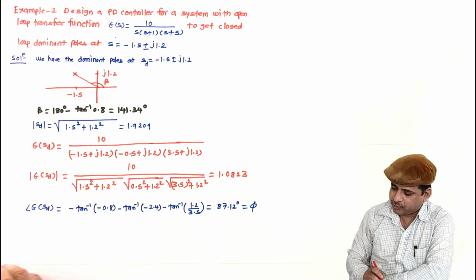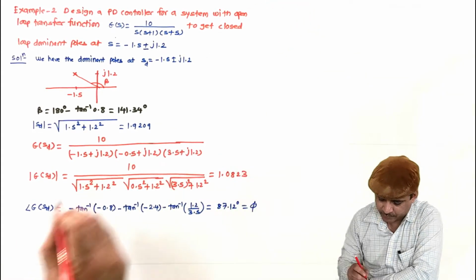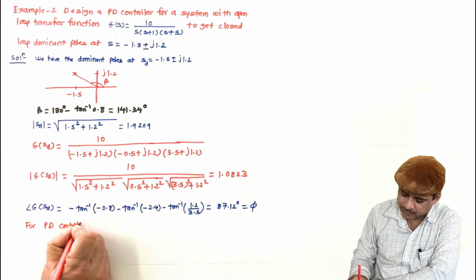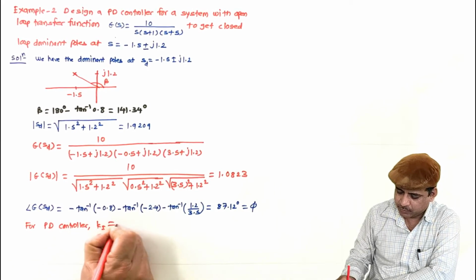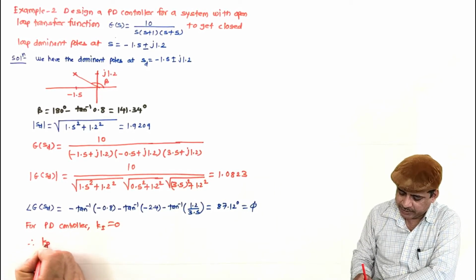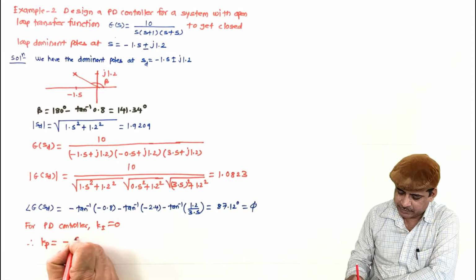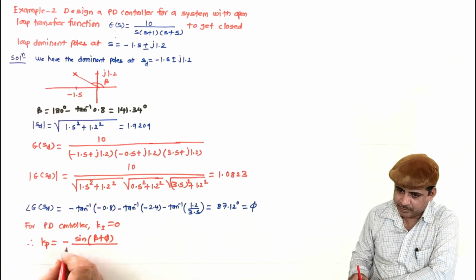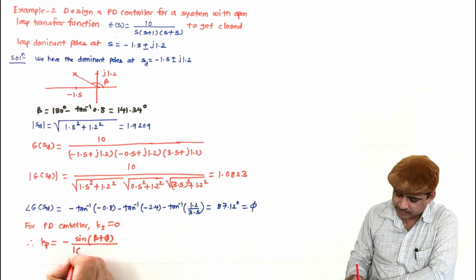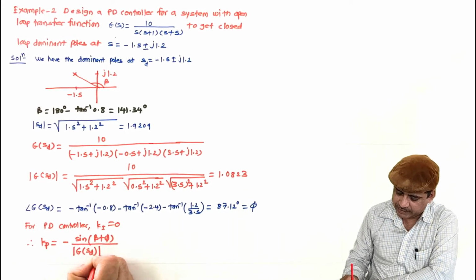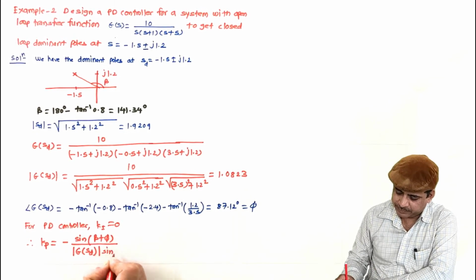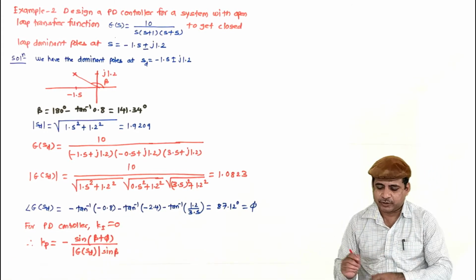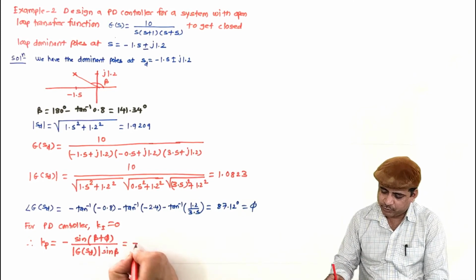So now for PD controller, Ki is equal to 0, and that revises the formula for Kp as Kp becomes equal to minus sine of beta plus phi divided by magnitude of system function at s equal to sd into sine beta. The further term was related to Ki, and as Ki is equal to 0, so that is also equal to 0. So just we have to substitute all the values.